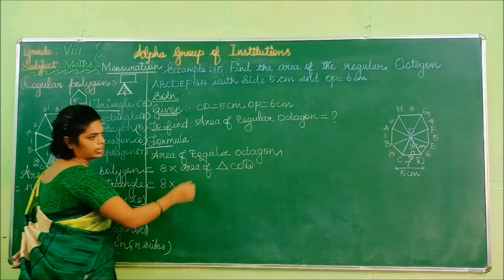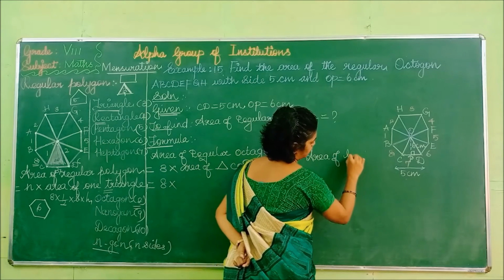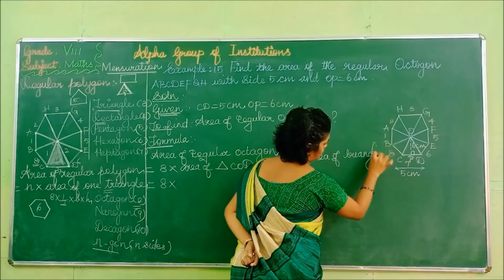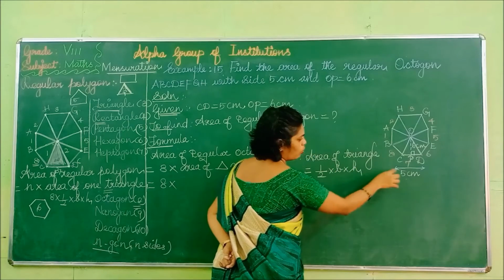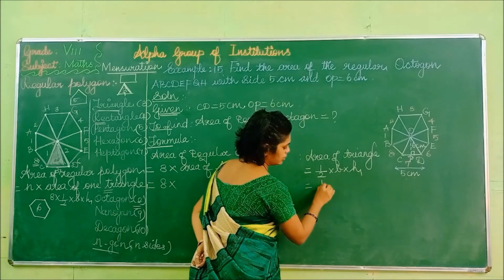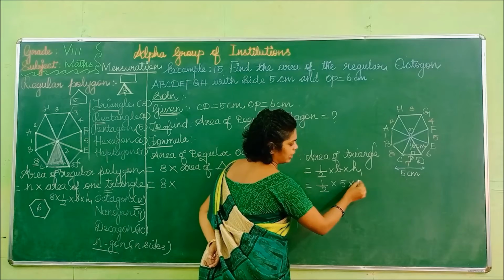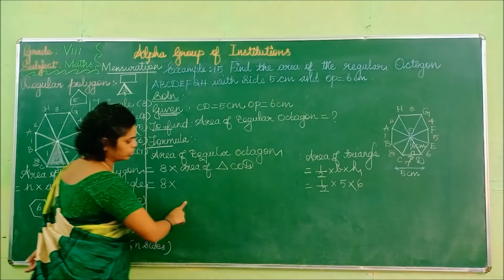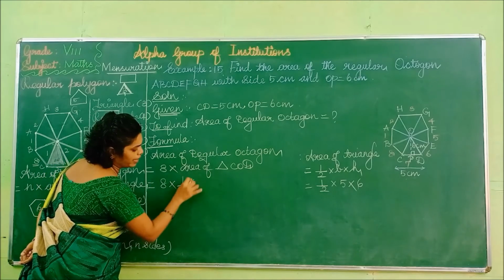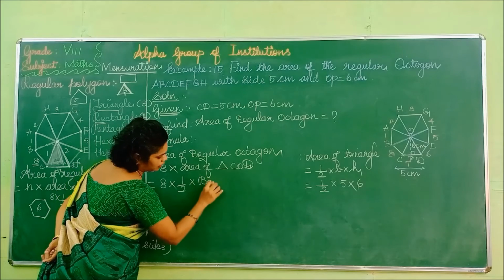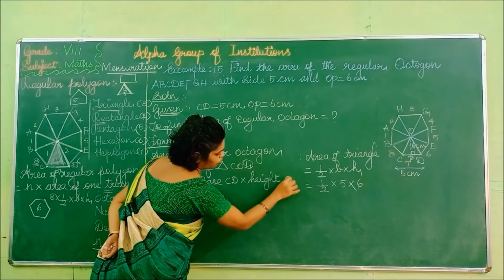So what is the formula for the area of a triangle? Area of a triangle is equal to half base into height. What is the base mentioned here? The base is 5 cm, and the height from the center to the base of the triangle is 6 cm. So you have to substitute here. The area of triangle COD is equal to half, base CD into height OP.